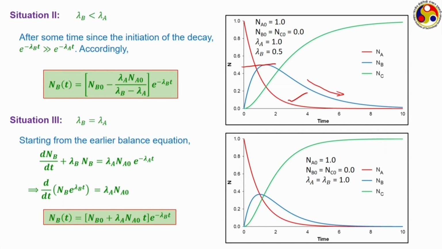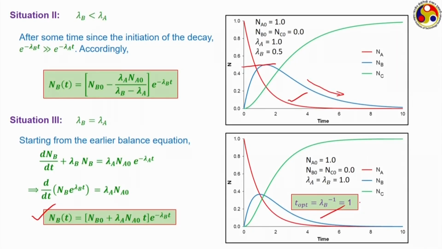In this case, again the maxima is somewhere in between the previous two cases, that is expected, and here the optimum time will have a different expression, which we can again obtain by maximizing this particular function Nb, and that will come to be lambda B inverse. Here for the given combinations of lambda A and lambda B, this is coming to be equal to 1. I would urge you to develop this particular mathematical form, that is just a straightforward differentiation of this particular expression with respect to time and setting it to 0, which should lead to the t optimum of lambda B to the power minus 1.